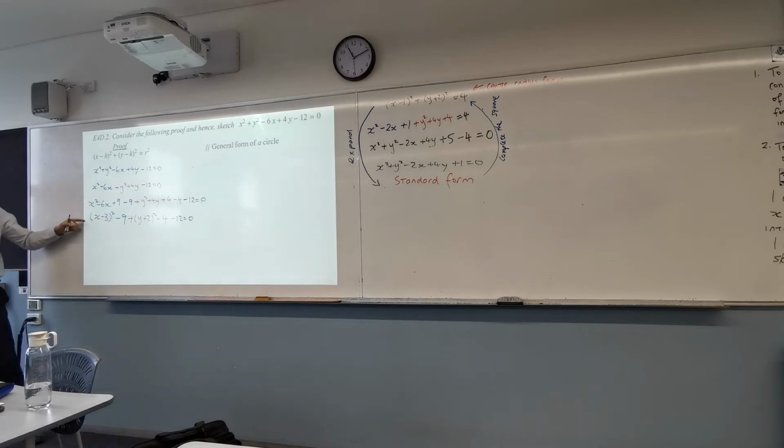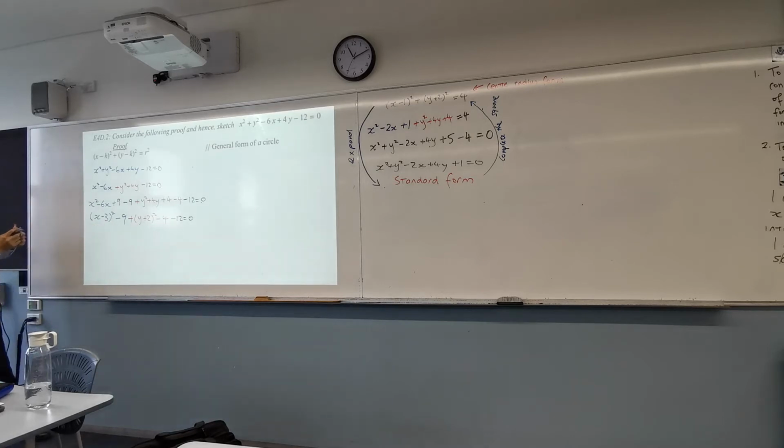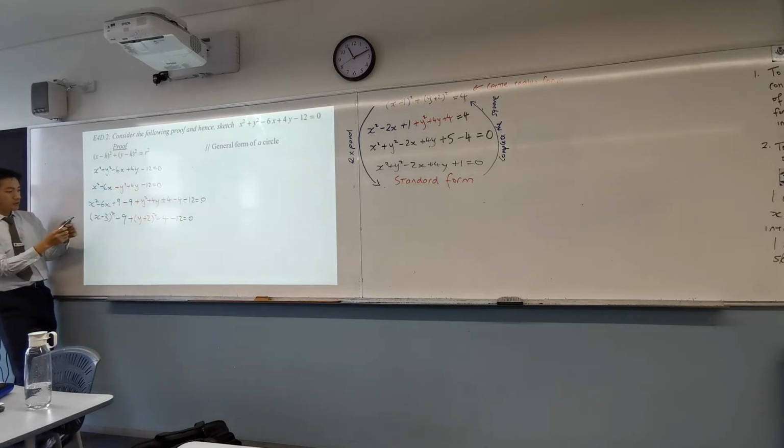So at this point, I hope you can see the center-radius form coming out of the equation. And in fact, you could read off what the center is already. Now the last step is to combine all the constants together and just push it to the other side. So let's do that now. I'm just going to write it in black now.